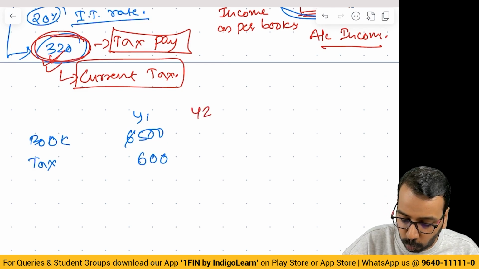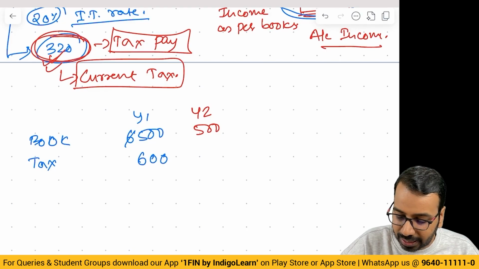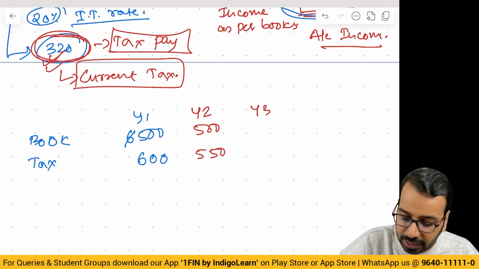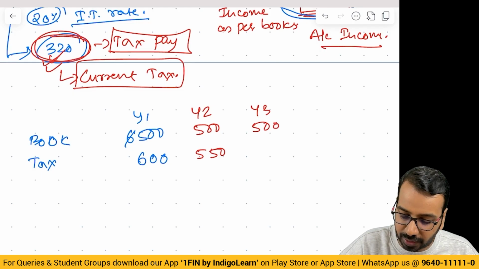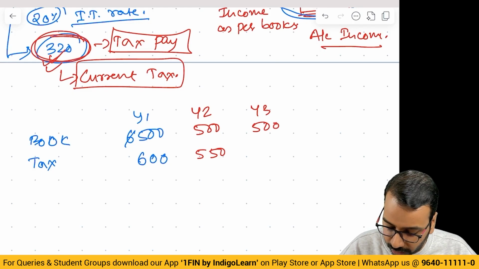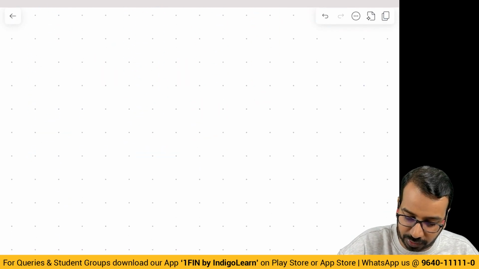Maybe in year 2, books will be 500, tax will be 550. Maybe in year 3, books will be 500, tax will be, no, sorry, I'll just revise the example.